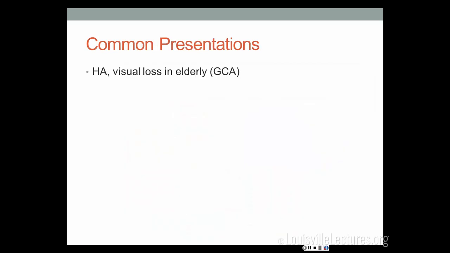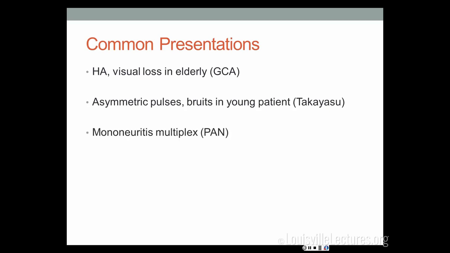So these are cases that you may see on boards. These are kind of classically how these patients will present. In a GCA patient, they may give you an elderly person with a headache with visual complaints. So until you prove otherwise, that's going to be GCA. Asymmetric pulses with bruits in a young patient. They may even make it easier and say she's 30 and she's Asian. That's Takayasu's. So just check that one off and move on. Mononeuritis multiplex classically is going to be PAN. I mean, you can see these with other things, but classically for board purposes, these are the ones you're mainly going to see them in.